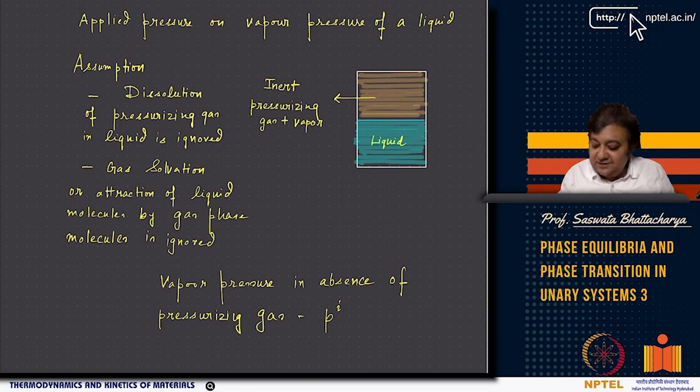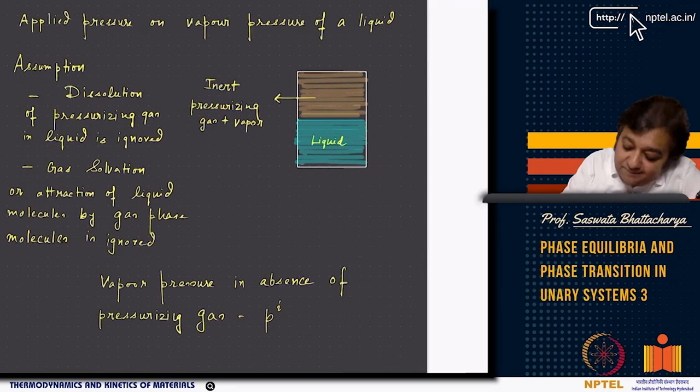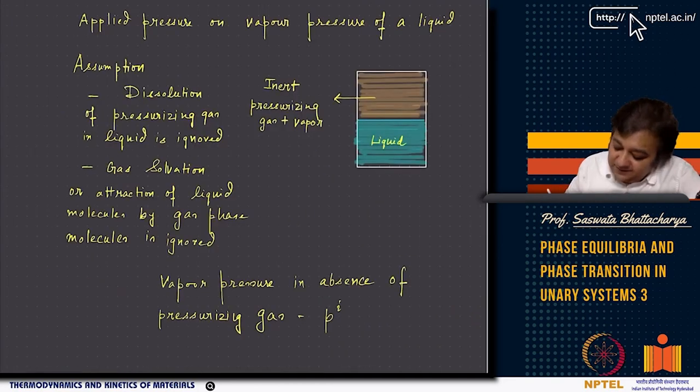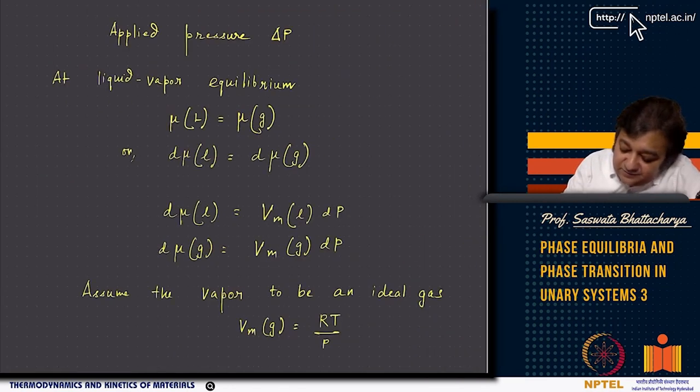Now, if the vapor pressure in the absence of pressurizing gas is Pi, I want to see if there is a pressurizing gas, what happens to the vapor pressure? So, my applied pressure is delta P, my original vapor pressure is Pi, in the absence of the pressurizing gas, and again, note the assumptions, right? Now, in such a case, at the liquid vapor equilibrium, as you know, mu liquid, the molar free energy of liquid, has to be equal to the molar free energy of the gas, right? Again, it's for a unary system.